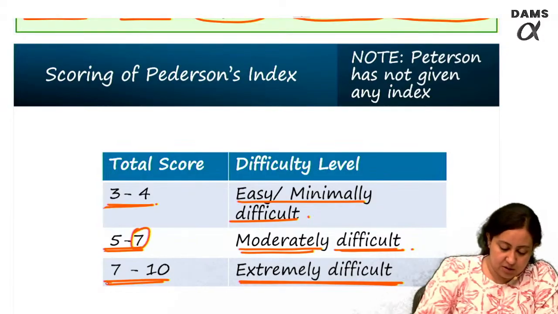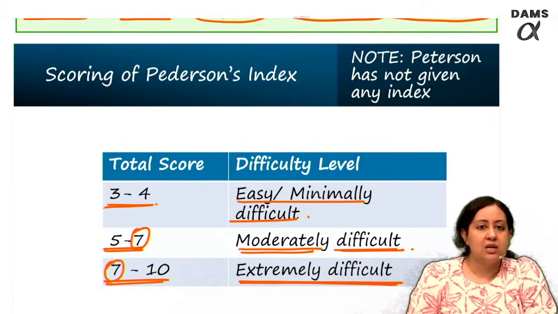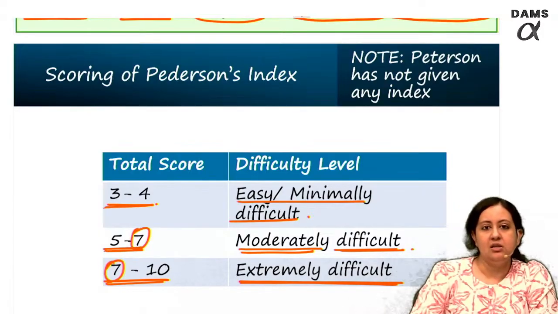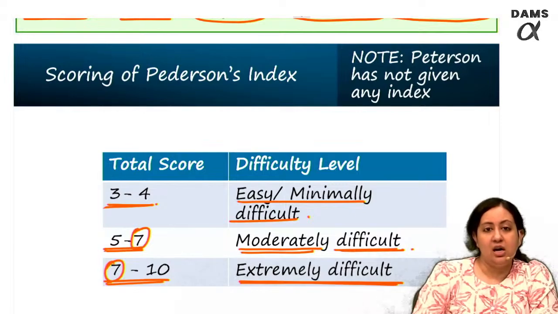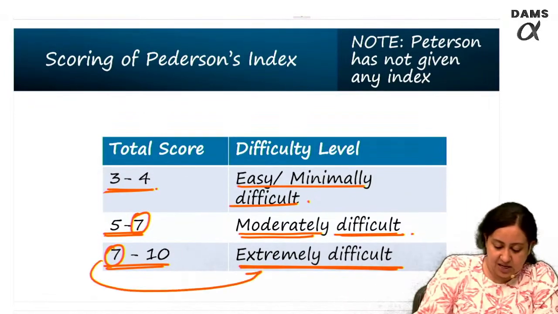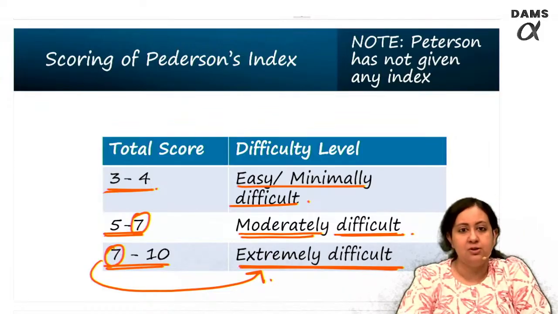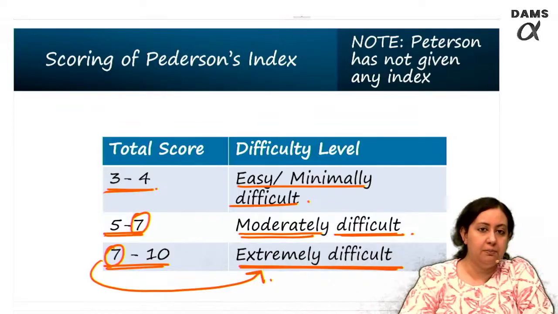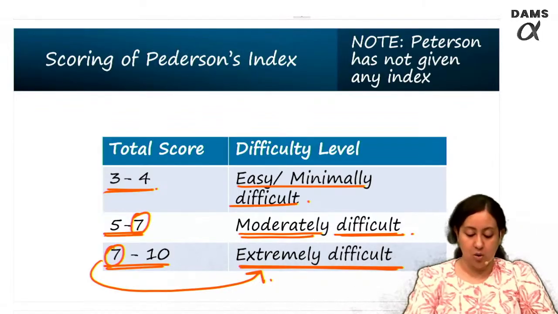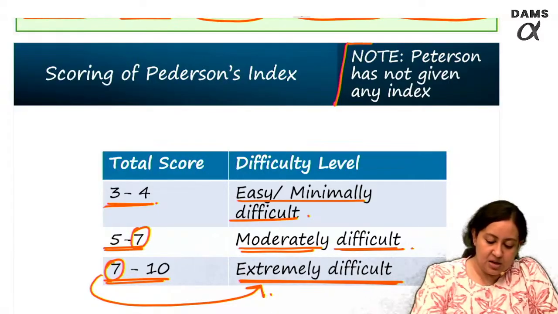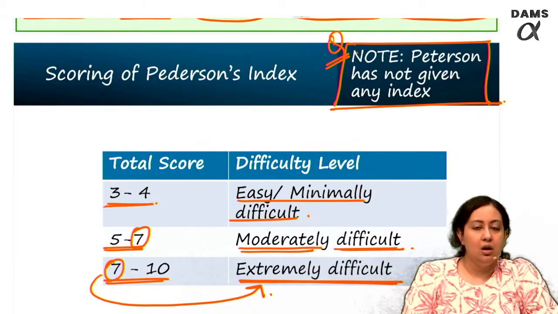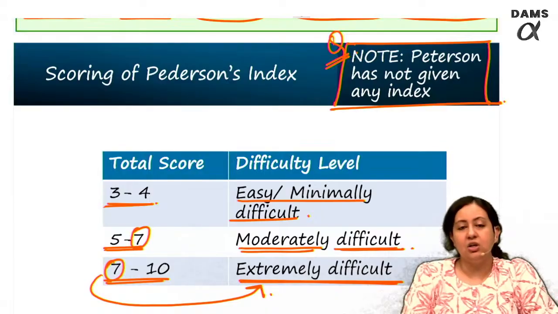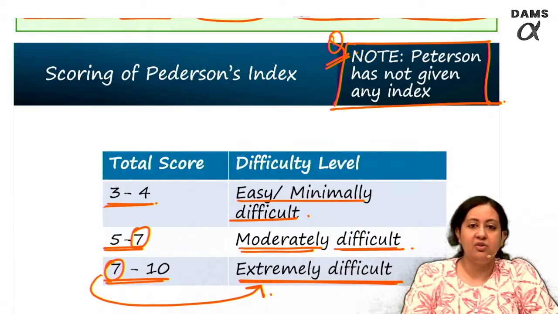Now the cause of confusion here is score 7. Some authors consider 7 as moderately difficult and some authors consider it extremely difficult. When you are asked in your exams, please always consider 7 as extremely difficult. This is the overlap score, but it is better to consider it as extremely difficult when you answer your questions. So please note, Peterson has not given any index. Don't get confused. Pedersen and Peterson are two confusing names. Peterson has not given any difficulty index. It is Pedersen who gave the difficulty index and the scoring criteria.